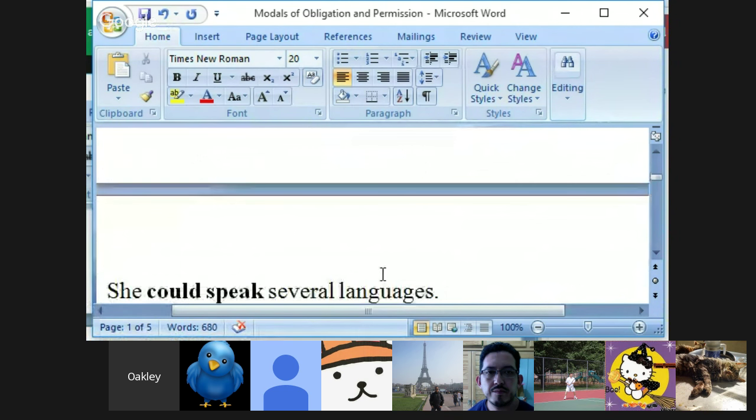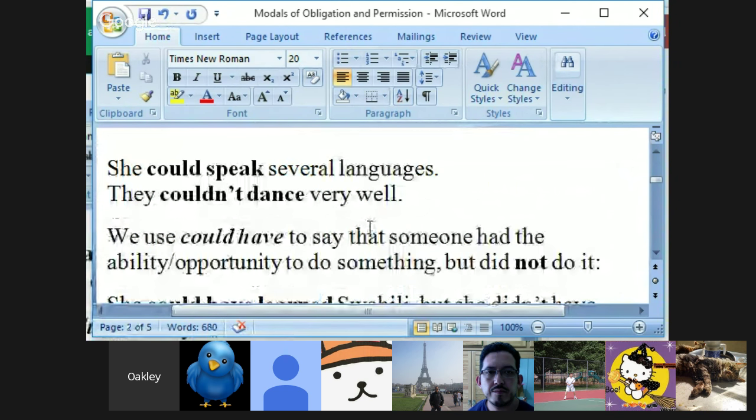Could is used to talk about the past. It's the same as can. She could speak several languages. They couldn't dance very well. All right. The simple past tense of can is could or couldn't. Notice even with could and couldn't, there's more emphasis on the negative.